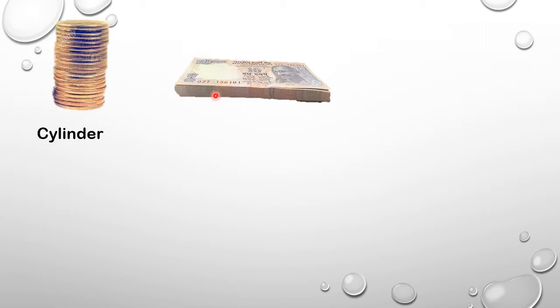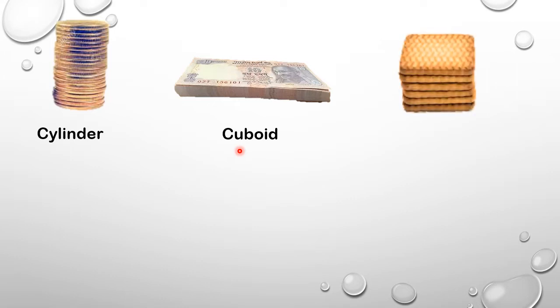So what shape do we get now? So we get cuboid. Similarly, now I am going to take some more biscuits, square shaped biscuits, and I place them like this. If I place like this, what shape do we get now? It is cube. Yes.